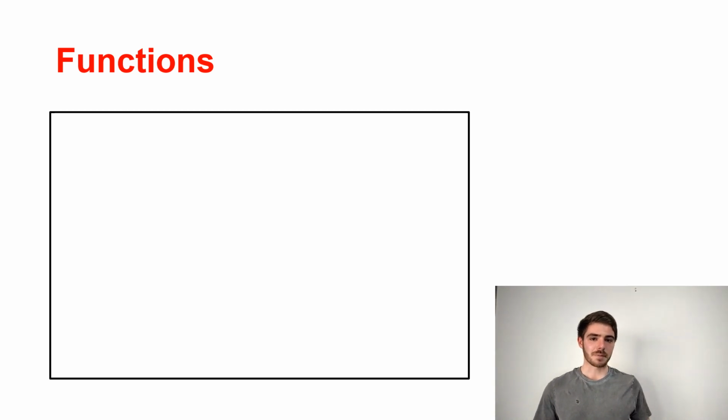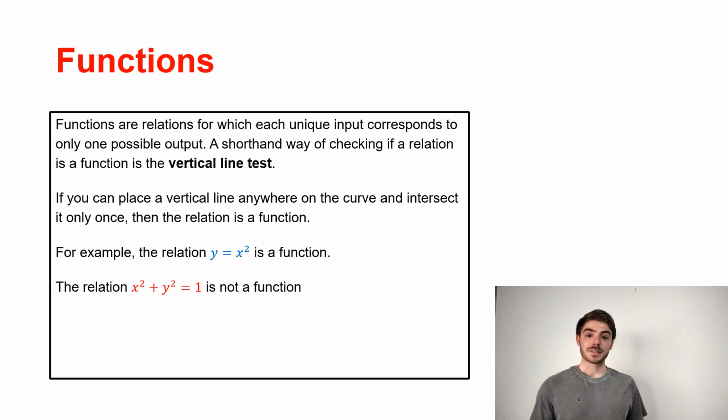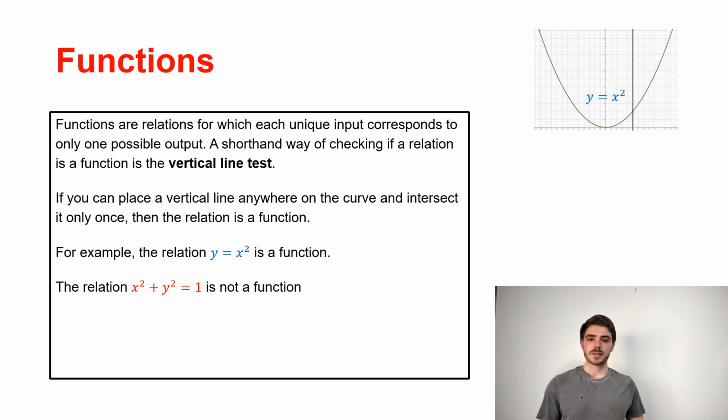Now we get to take a look at functions. This is the bread and butter of what you'll be doing throughout Year 12 math methods. Functions are a subset of relations. A function is a relation where each unique value of x produces a unique value of y. You can use the vertical line test to determine if a relation is a function. For example, the relation x squared is a function, but the relation x squared plus y squared equals 1 is not. Notice how the vertical line can only intercept with x squared once, but it can intercept the circle twice.